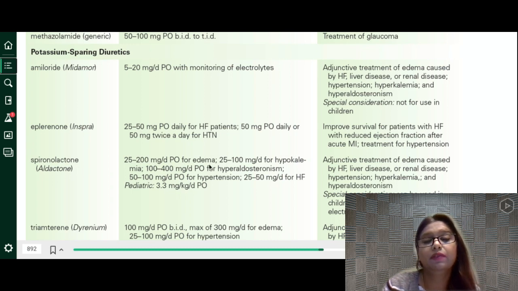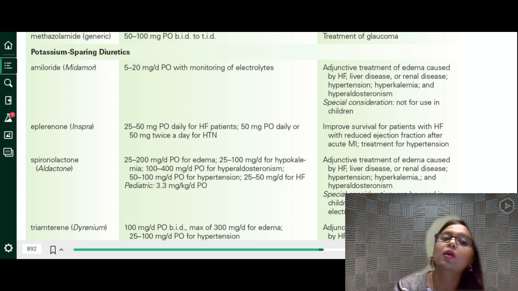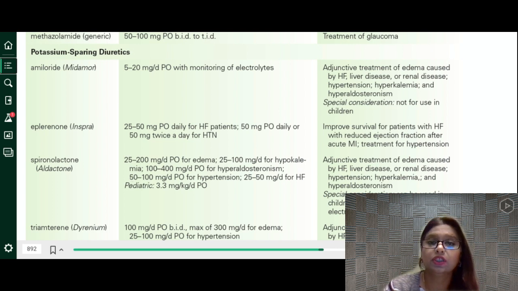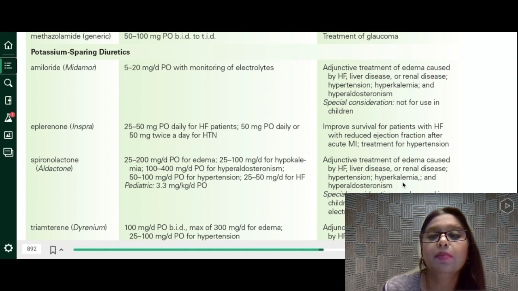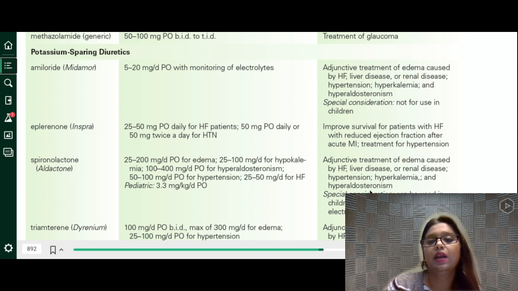Edema is a fluid-filled situation where patients have a lot of fluid in the arms and legs. We give them spironolactone. This is a potassium-sparing diuretic, so it will spare the potassium and allow a lot of fluid to come out of the body, but not touch potassium as much. Then we can give it for patients with severe heart failure, liver diseases, kidney diseases, hypertension, and hyperkalemia. What is hyperkalemia? High potassium levels.